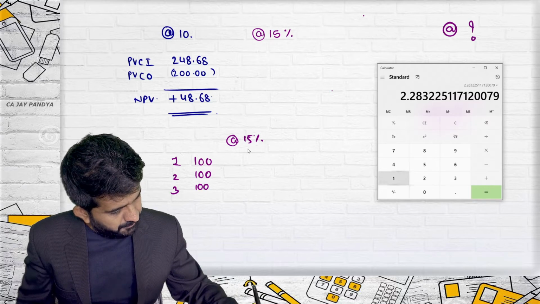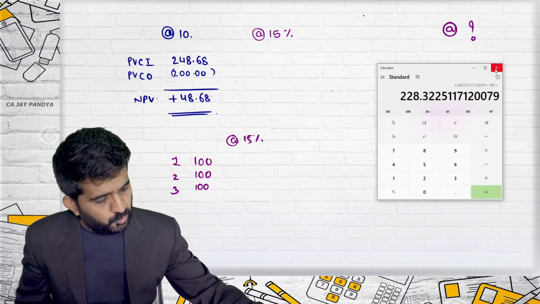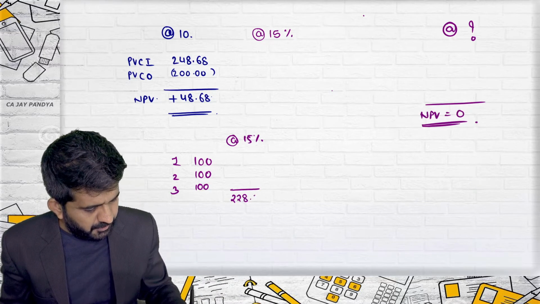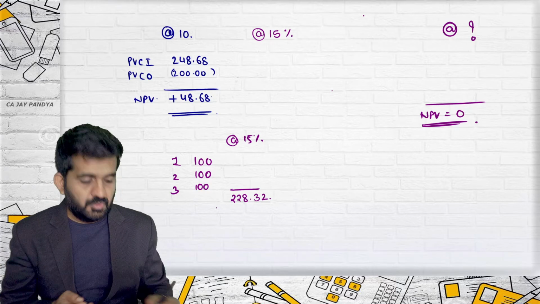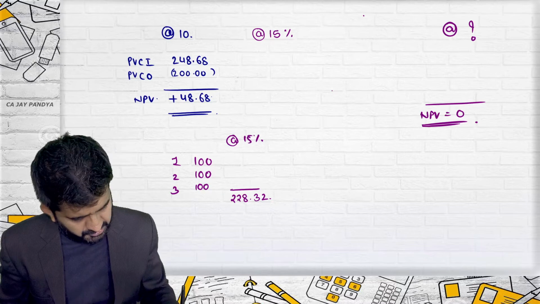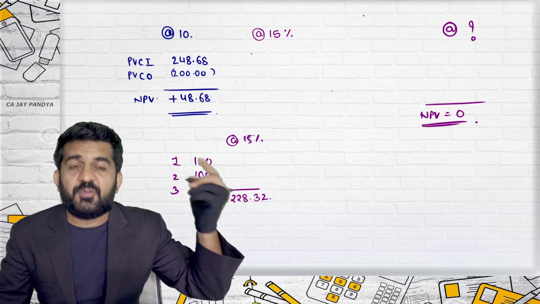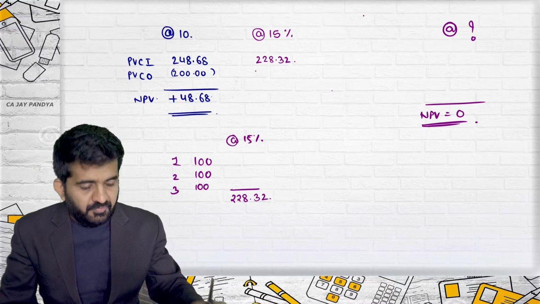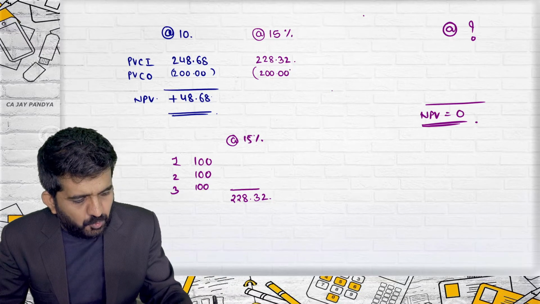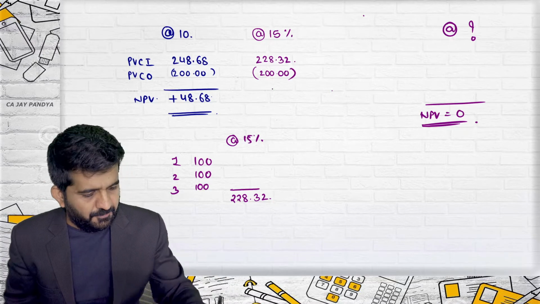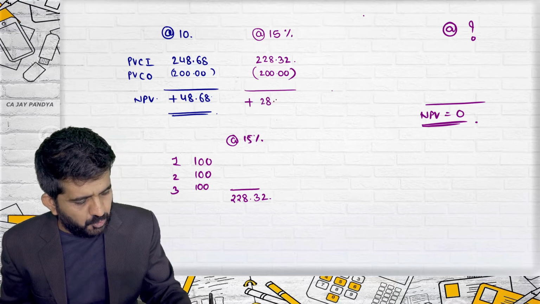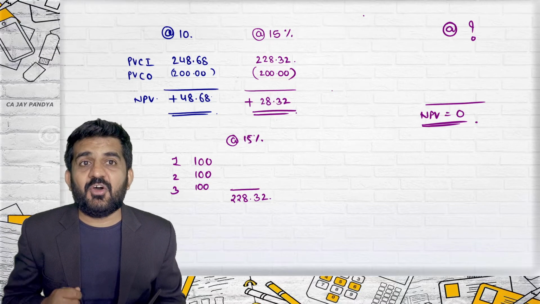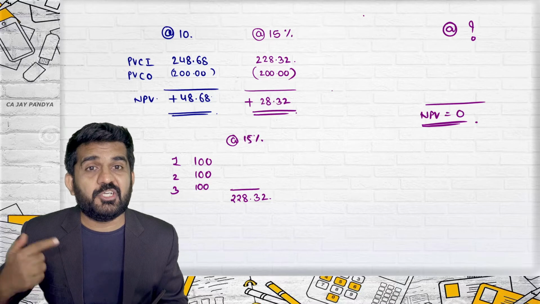MRC multiplied by 100. What is the answer? 228.32. Positive, sorry, it is positive. This is the present value of cash inflow at the rate of 15%, 228.32. The outflow will remain 200 because the market price of a company does not change. What is NPV? Positive 28.32. Yes, my forecasting was incorrect. At the rate of 15%, NPV is not 0.